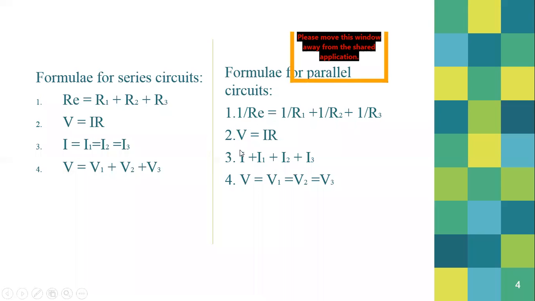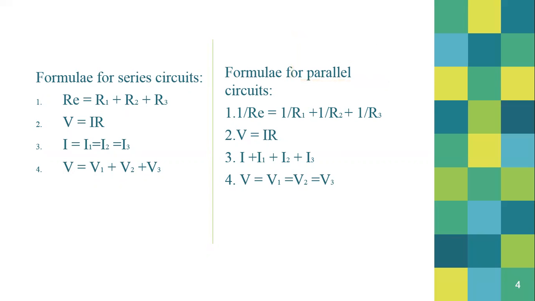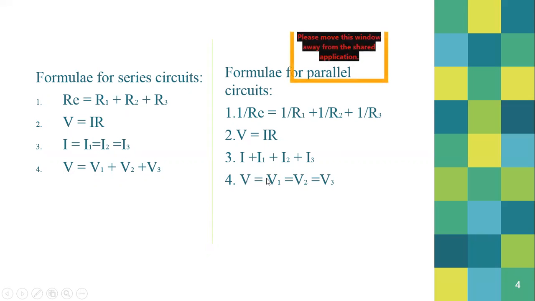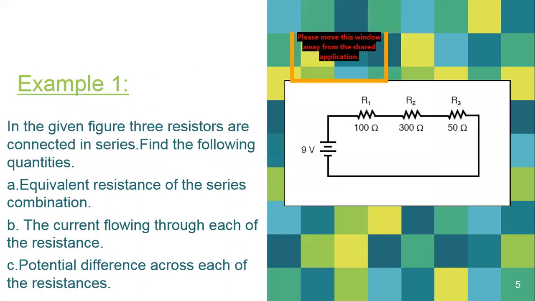In a parallel circuit, 1 upon RE, the equivalent resistance or effective resistance, is equal to 1 upon R1 plus 1 upon R2 plus 1 upon R3. V is equal to IR, I is equal to I1 plus I2 plus I3. Here, by mistake, a plus is written; it is an equals sign. Now it is V is equal to V1 is equal to V2 is equal to V3. We are going to use these characteristics and formulae in our numerical problems.